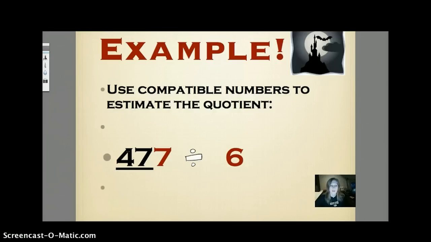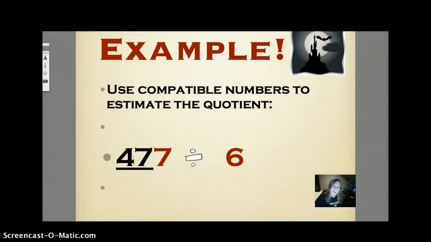So I know that 4, one single digit, cannot be divided by 6. So I'm going to look at both of these digits, and that's why they're underlined in a different color. We're going to look at those underlined digits. This digit to the right of it is going to turn into a 0 because we are still rounding in a way. We're just finding numbers that are easy to divide by 6.